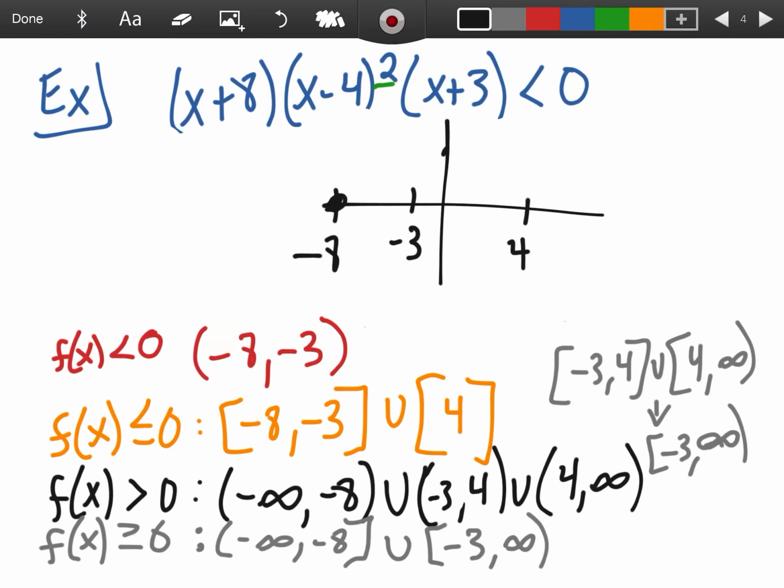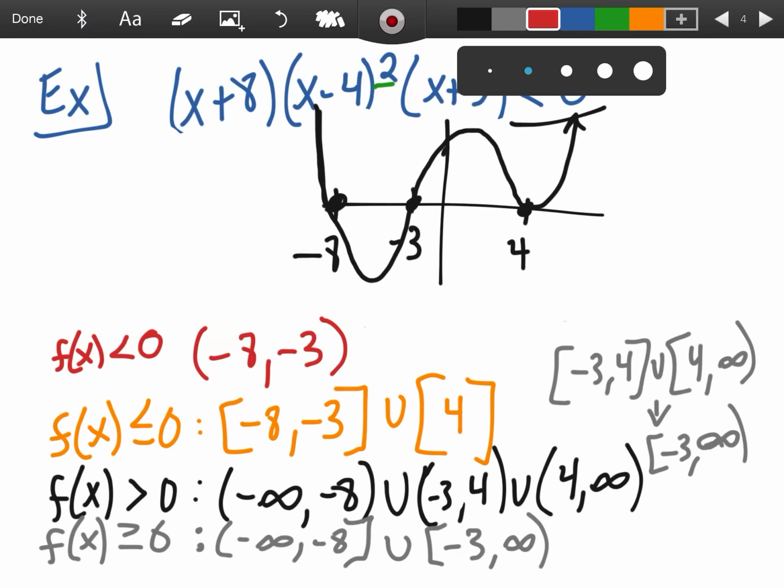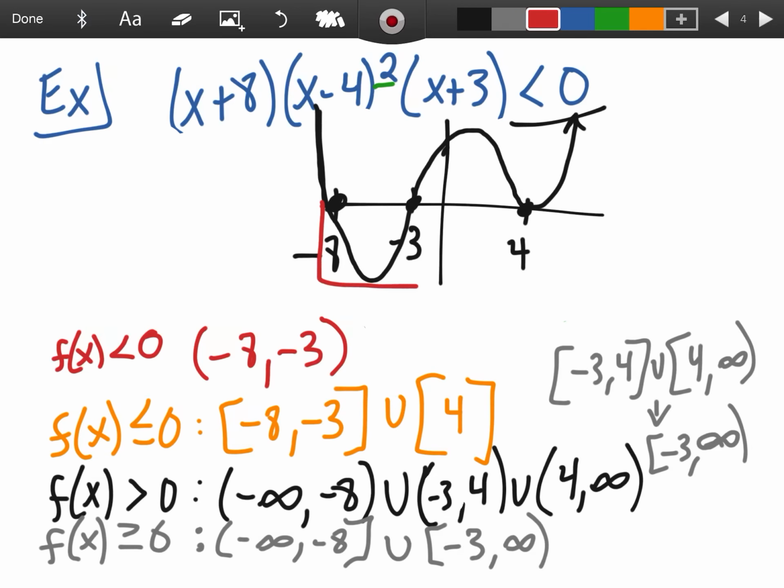So it's an x to the 4th. If I were to sketch it, I would come up, I'd cross through, and then I would not cross through at x equals 4. So when is this function less than 0? It's less than 0 on this interval right here from -8 to -3. We can clearly see that on the graph.